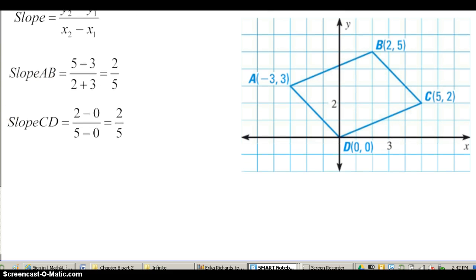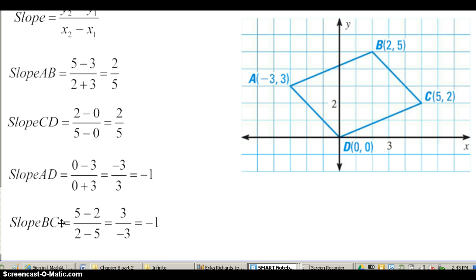Then I have to show, so what I prefer you to do is pause the video right here and try on your own to find the slope of BC and AD. So hopefully you got that when you do AD, I took 0 minus 3 and 0 plus 3 because it's minus a negative, and my answer is -1. And when I did BC, I took 5 minus 2 and 2 minus 5, and my answer was -1.